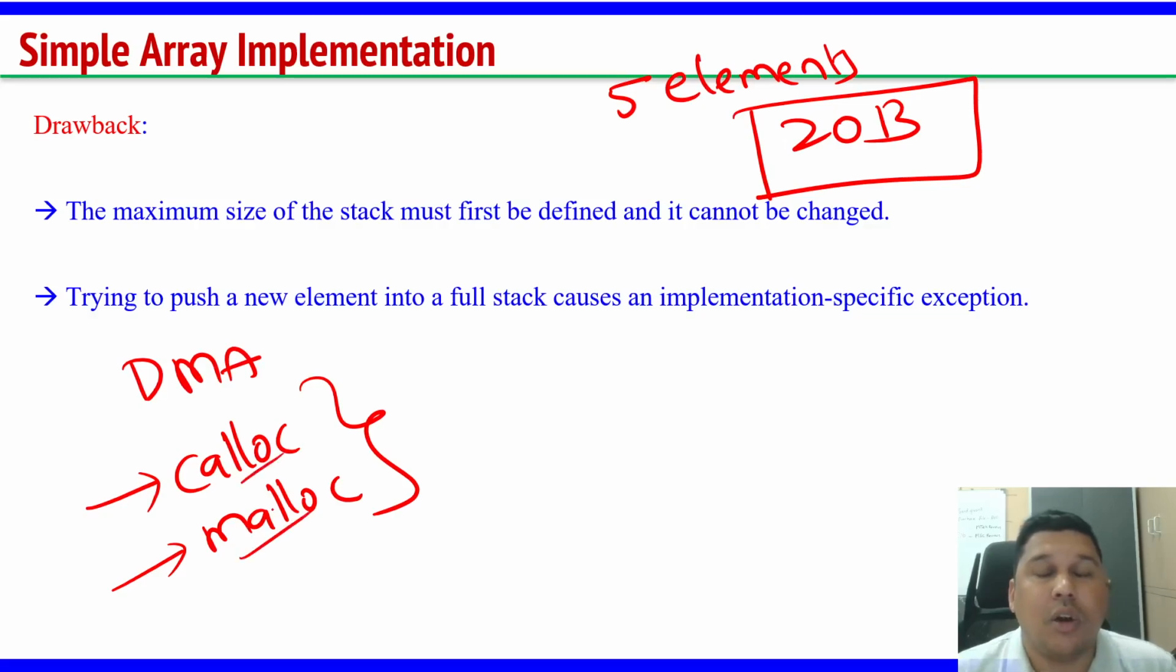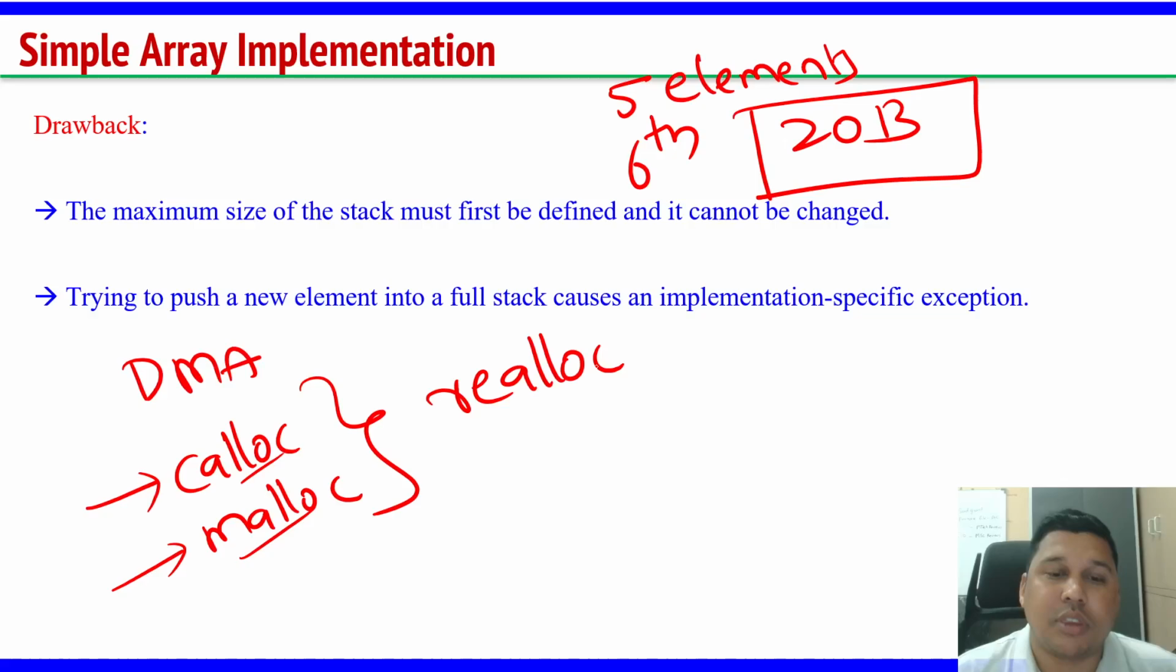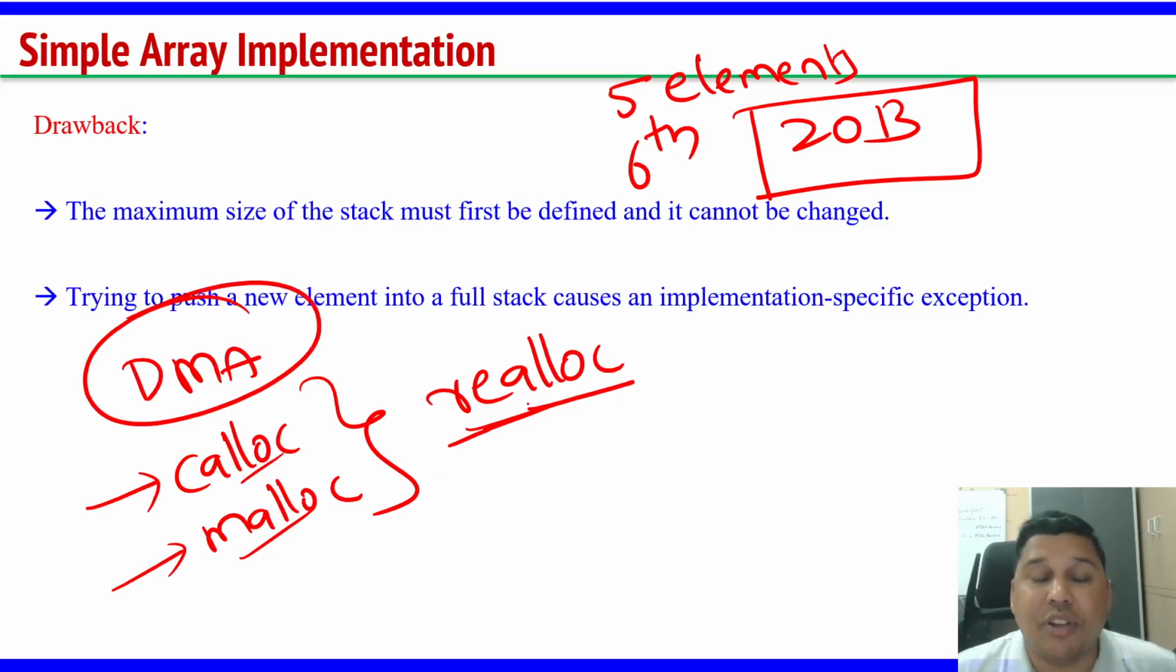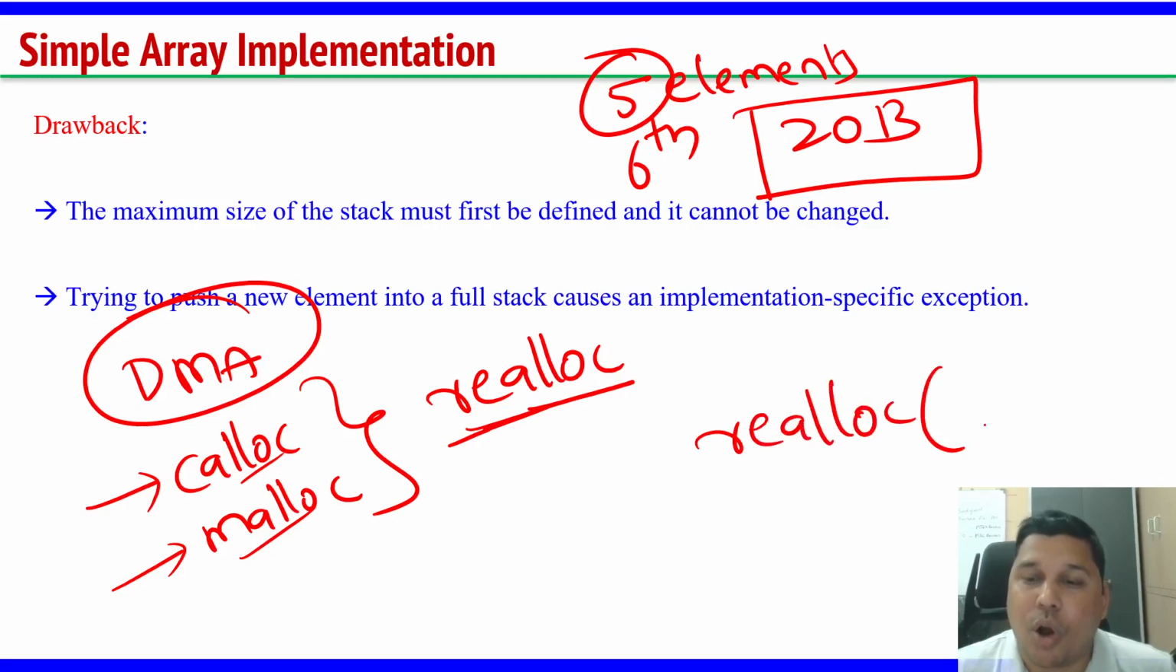calloc and malloc, what is the other function? If I want to insert a sixth element, what is the function which I have to use? It is realloc. Realloc is the third function in dynamic memory allocation. What is the syntax of this realloc? If earlier we had 5 elements, now you have to tell realloc of 10 elements into size of int. That we will be writing here.